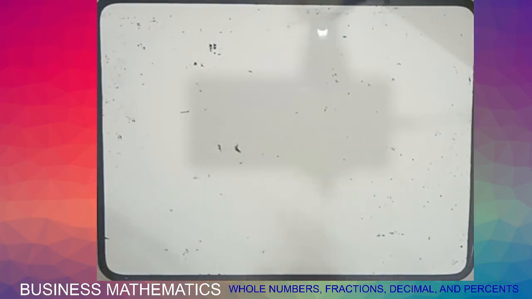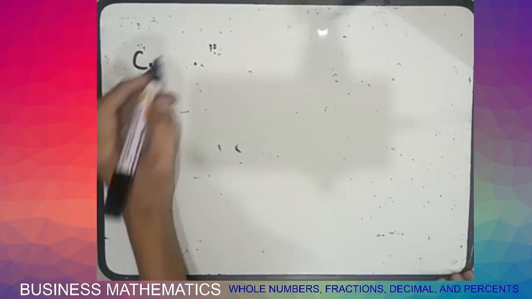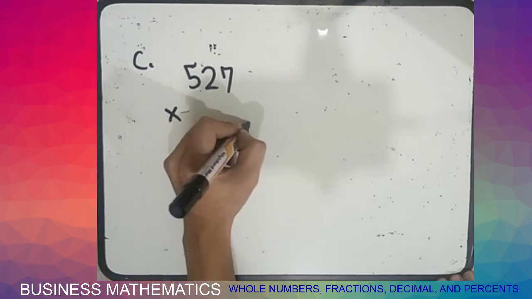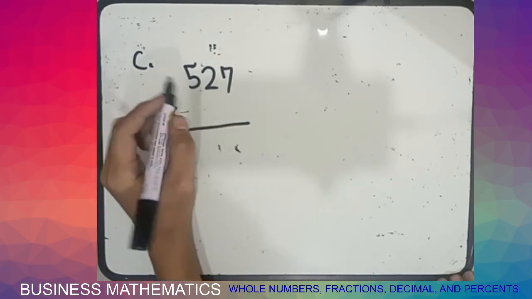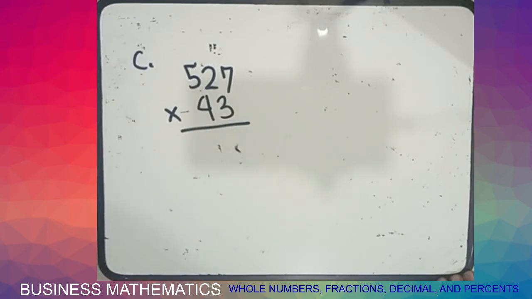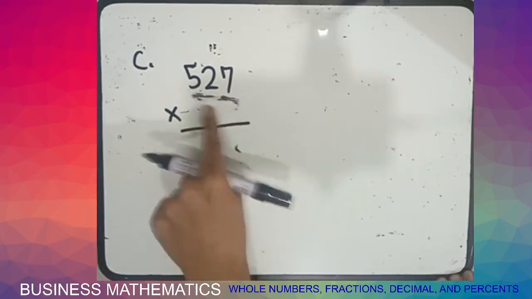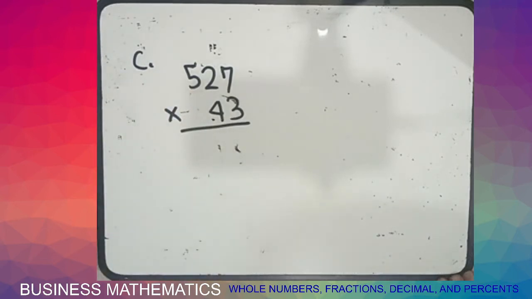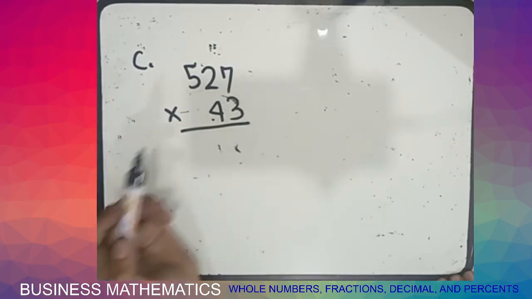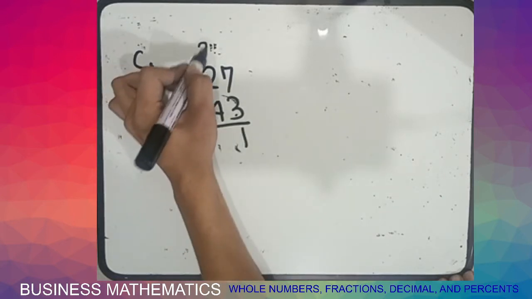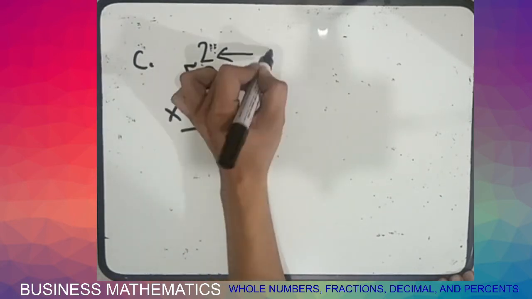For example, letter C, 527 times 43. Ay, sala. Okay, tama pala. Kunwari, magkatapat to, 4 at saka 3. So, perform natin to. So, 3 times 7 is 21. So, carry 2. Ang tawag dyan ay carry.